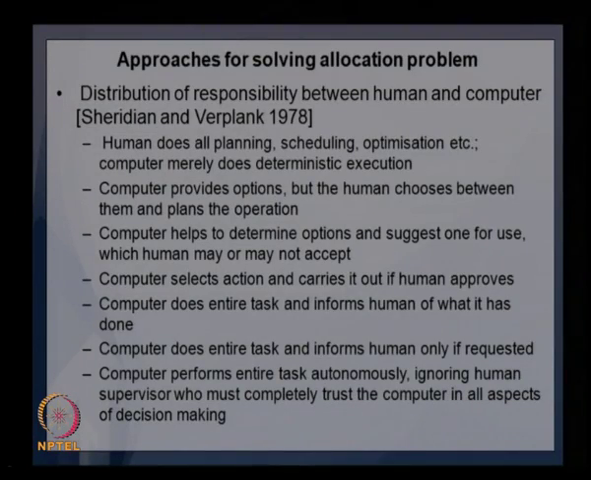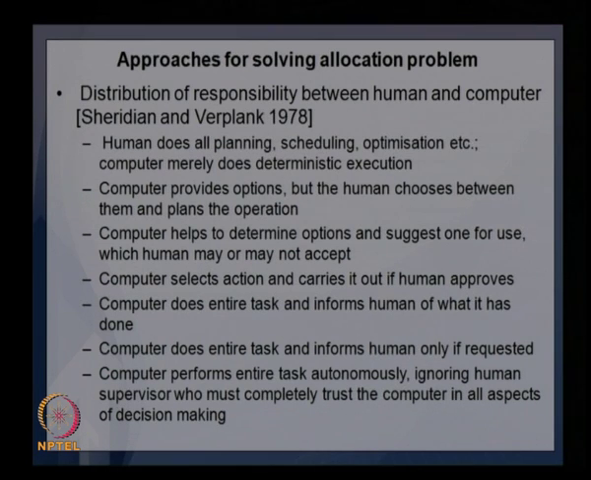The next one is the computer helps to determine options and suggests one for use, which the human may or may not accept. So, this is a slightly higher level, where it not only determines the options, but it actually suggests an option also. It will tell you, okay, this is one of the best options at this stage, and whether to use it or not is completely left to the operator. So, here again the autonomy of the computer slightly increases from the previous one. It is asked to give options as well as choose the best one out of the options given, and then the operator can decide whether to use it or not.